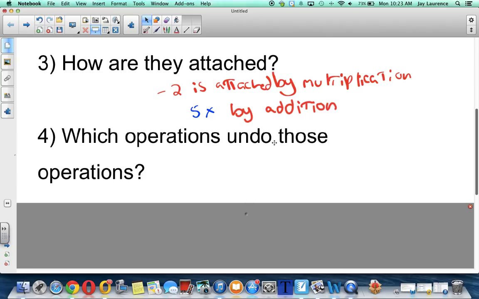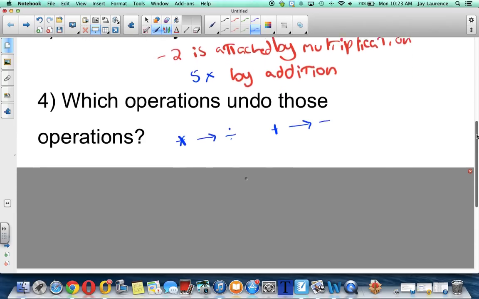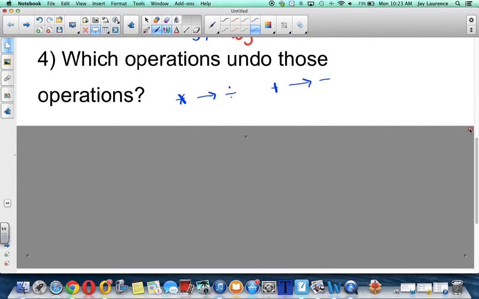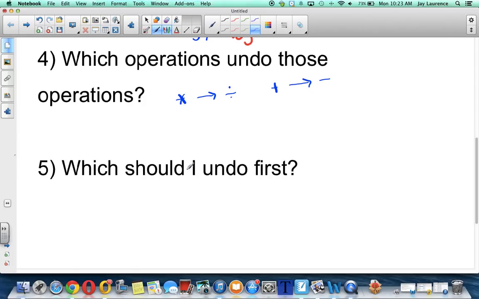Which operations undo those operations? Well, multiplication is undone by division, and then addition is undone by subtraction, right? And so these are all going through my head as I do this. I don't write them down unless I really need to, but I just go through and do them. All right, which should I undo first?